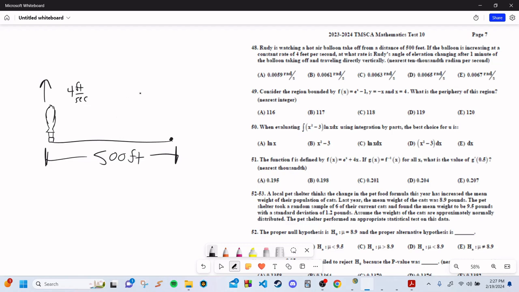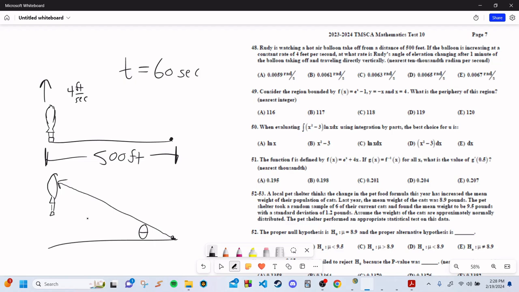We want to know at what rate Rudy's angle of elevation is changing 1 minute, let's say t is equal to 60 seconds, right? After 1 minute of the balloon taking off. It's just traveling directly vertically. So over time, the balloon's going to be up some distance, and Rudy's going to have a new angle of elevation here. And we want to know what rate that angle is changing.